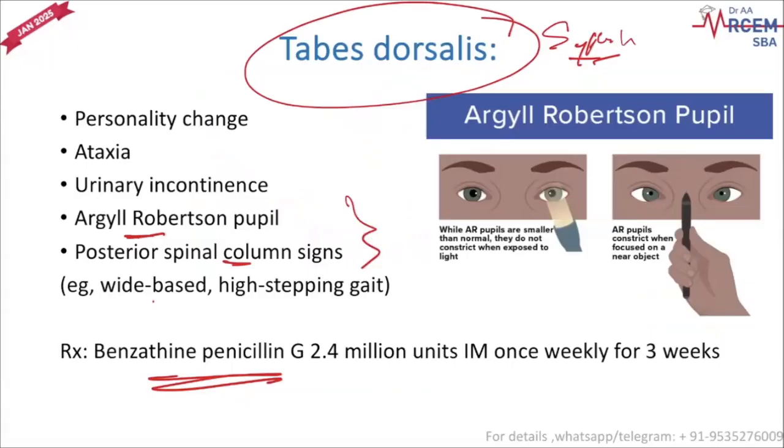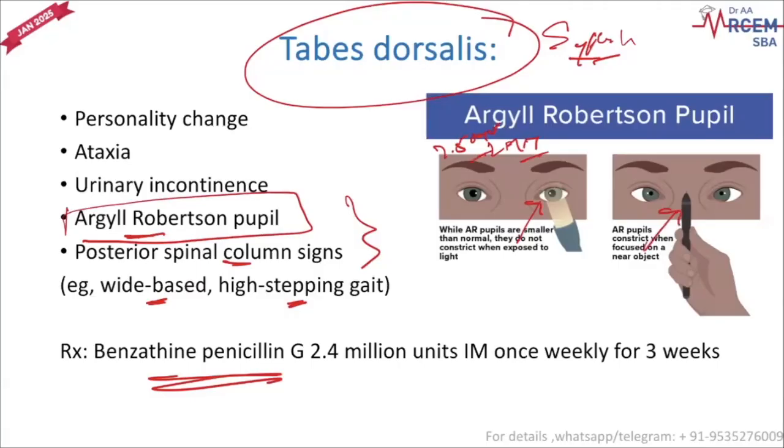If that is lost, the patient will end up having a wide-based and high-stepping gait. He cannot gauge proprioception properly. Proprioception is lost, and for that reason he'll assume a wide-based and high-stepping gait. What is Argyll-Robertson pupil? When you flash the light on the eye, there will be no constriction of the pupil. Generally it will be slightly constricted, around 2 mm or 2.5 mm. But when you flash the light, it will not constrict at all.